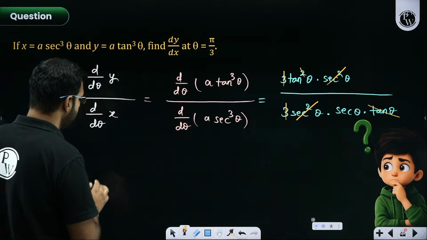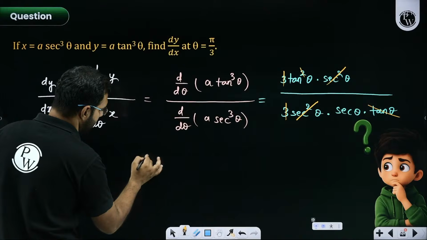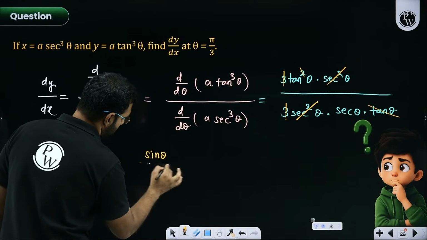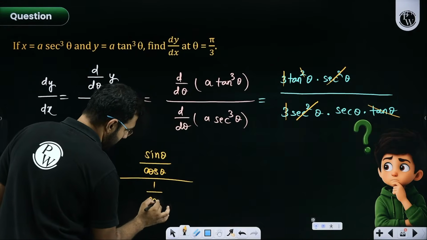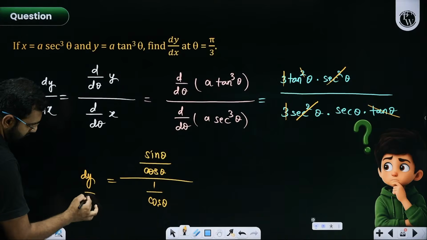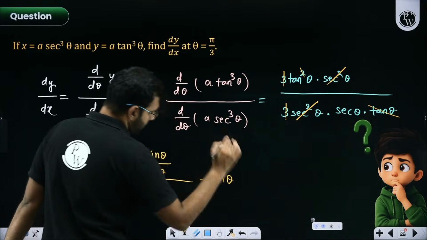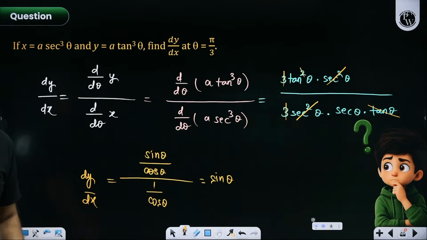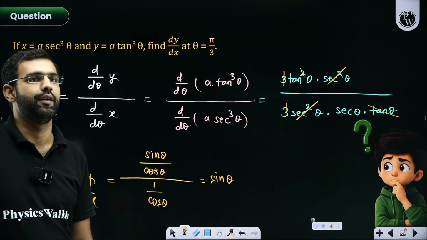In the numerator, it is tan theta. In the denominator, it is sec theta. Tan theta is sine theta upon cos theta. Sec theta is 1 upon cos theta. So that cos theta also gets cancelled. So ultimately, the dy by dx which you receive is sine theta. Did you all get this? Did you all understand this? Do let me know if there is any confusion. Please ask, everybody.